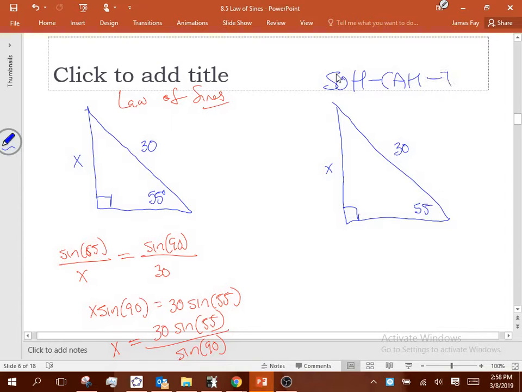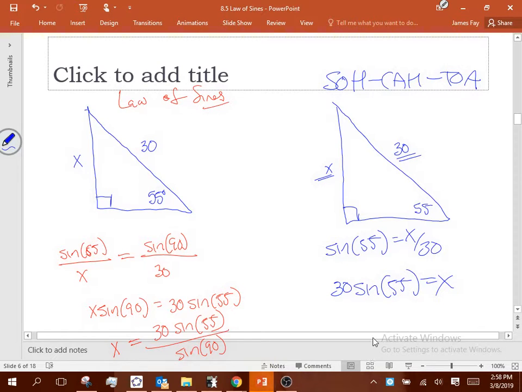It's a right triangle, so shouldn't that exist? What side is X? Opposite of side 30. Hypotenuse. So can I say sine of 55 is equal to X over 30? And then instantly have 30 sine of 55 equals X? Was that quicker over here? Okay, but here's the thing. That looks different than that, doesn't it? Why are they the same thing?